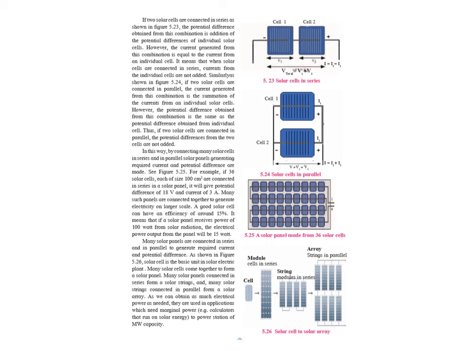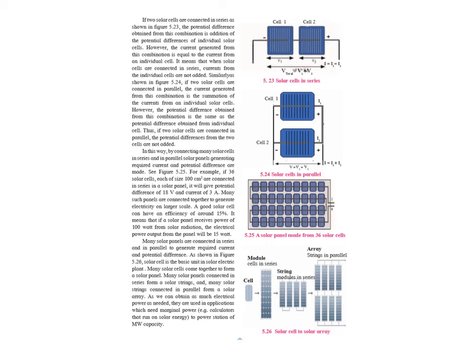If two solar cells are connected in series, what happens in this case is the potential difference is a combination or addition of the potential differences of the individual solar cells, just as in the case of series connection. So in series, the current flow remains constant, whereas the potential difference is a sum total of the potential difference of every cell connected. However, the current generated from this combination is equal to the current from an individual cell. This means when solar cells are connected in series, currents from the individual cells are not added.